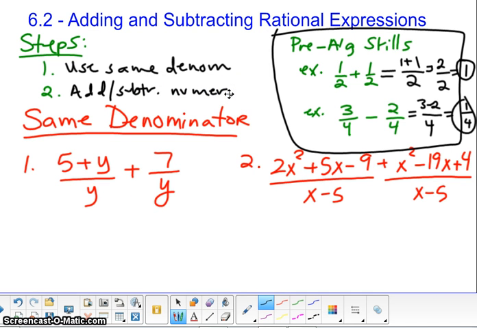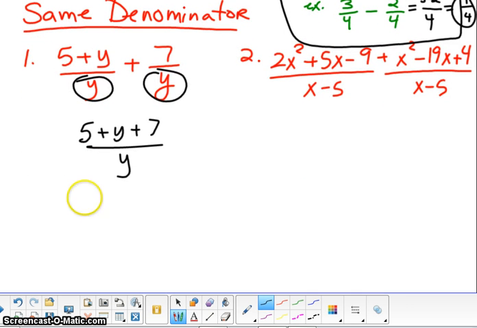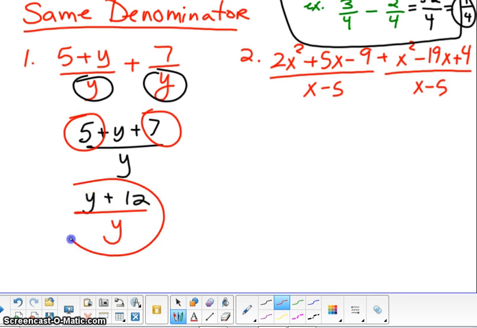Okay, so on the first one, you can see our common denominator is y. So the whole thing is going to be over y. And then we'll put 5 plus y plus 7, because we're going to have to add all of those together. And then y plus 12, because the like terms are the 7 and the 5, all over y. So that's going to be our final answer. Now I do want to warn you, do not be tempted to cross anything out. The y's are going to remain there because of the addition and subtraction sign. So just leave that one alone.